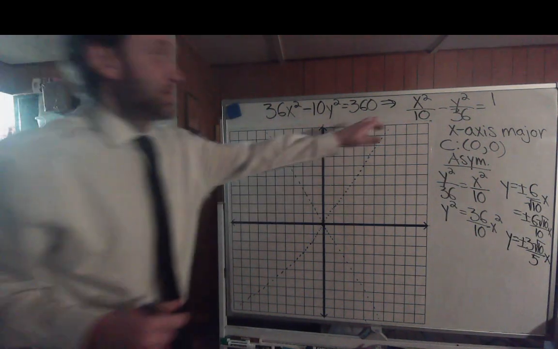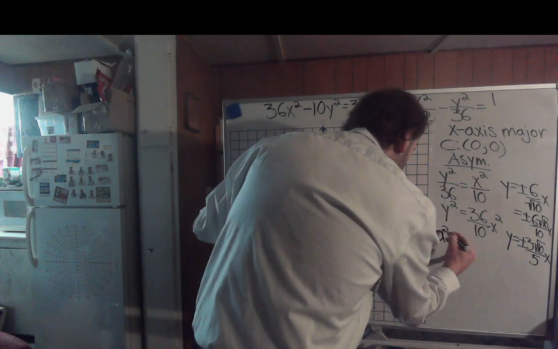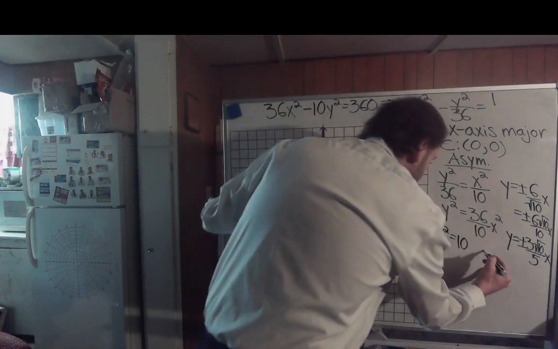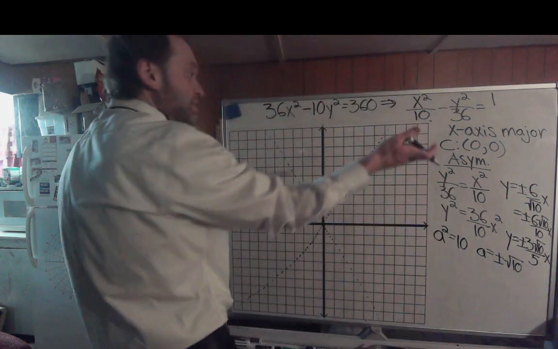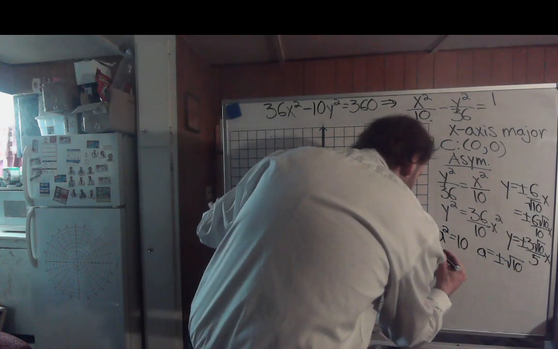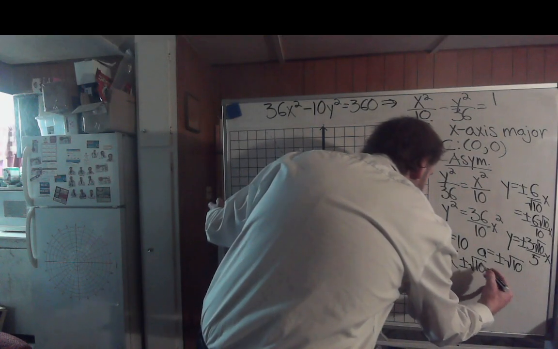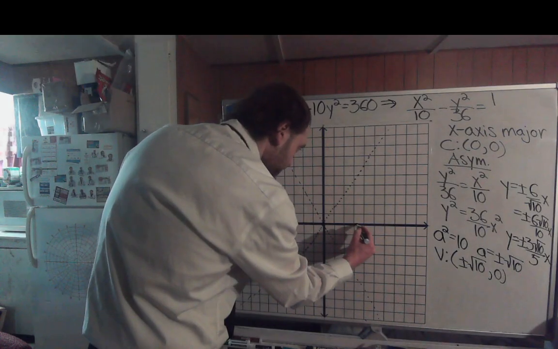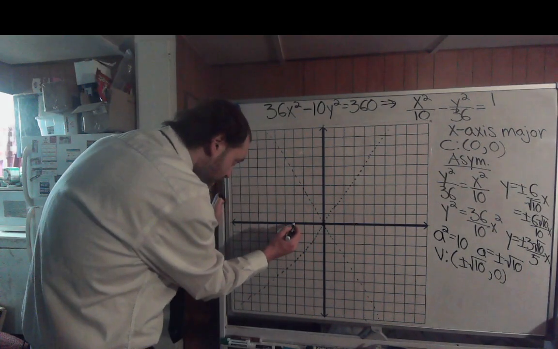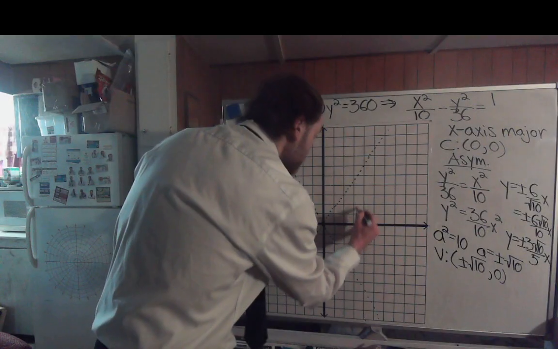And the x-axis is the major axis. So that means a squared equals 10. So then a equals plus and minus the square root of 10. And since the x-axis is the major axis with center at 0, 0, your vertices will be plus and minus the square root of 10, 0. So square root of 10's a little more than 3, and then negative of that's a little less than negative 3. Since we have our vertices, we can actually go ahead and draw the shape of this thing.